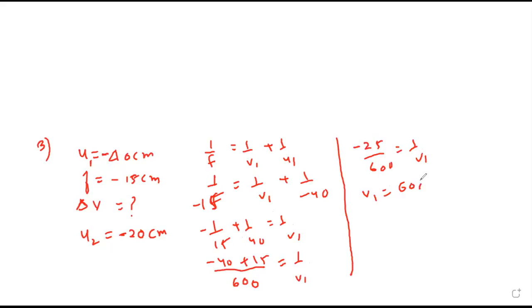Therefore V1 equals minus 600 upon 25. 25 into 2 is 50, remainder 10. 25 into 4 is 100. So V1 is minus 24 centimeters.